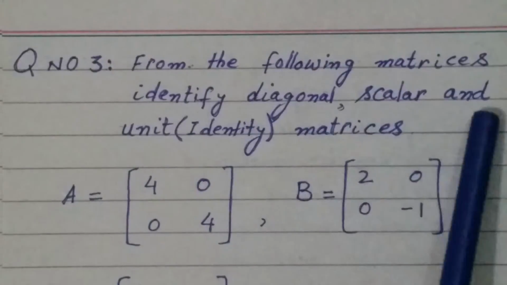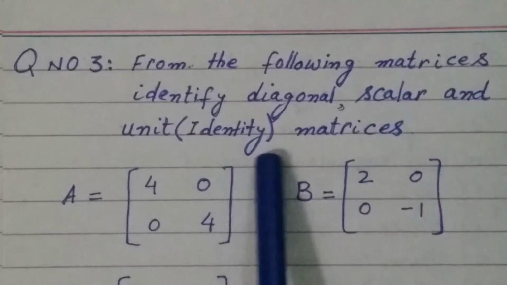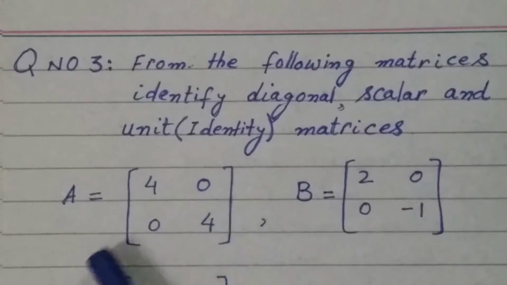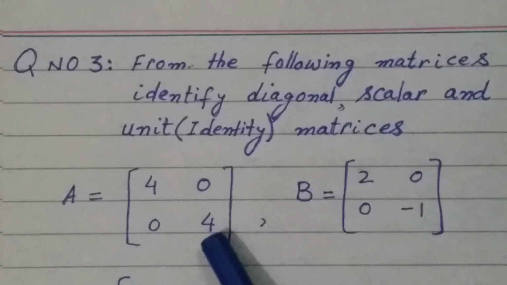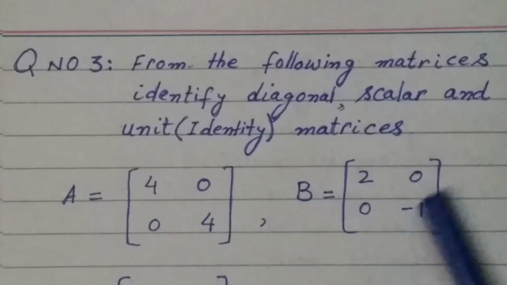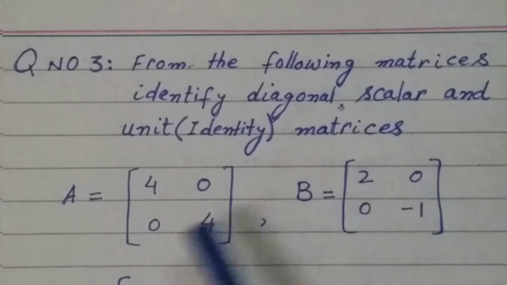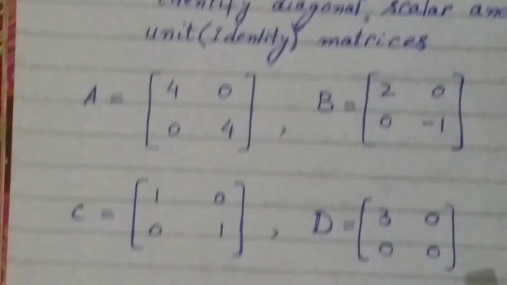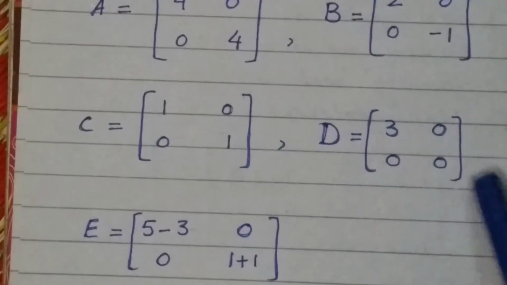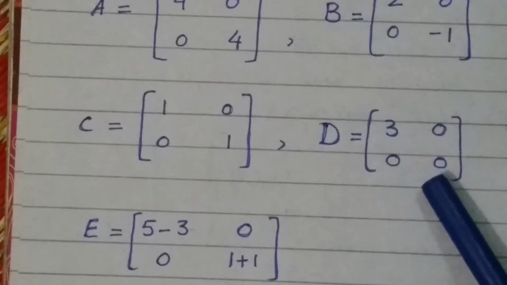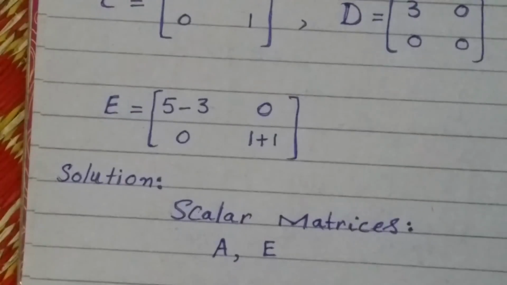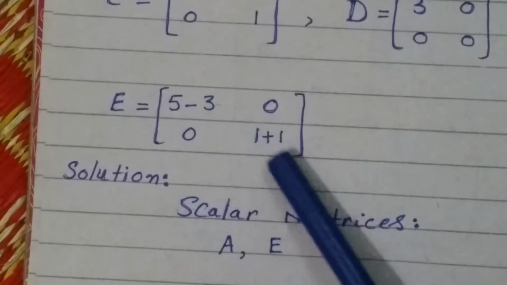Question number 3. From the following matrices identify diagonal, scalar and unit matrices. If the diagonal elements are same and all other elements are 0, this matrix will be called a scalar matrix. If the diagonal elements are different and all other elements are 0, it's a diagonal matrix. So A is a scalar matrix, B is a diagonal matrix, C is a unit matrix because in the diagonal we have 1 only. There has to be some element other than 0 in the diagonals to qualify it to be a diagonal matrix. So this matrix is also a scalar matrix.